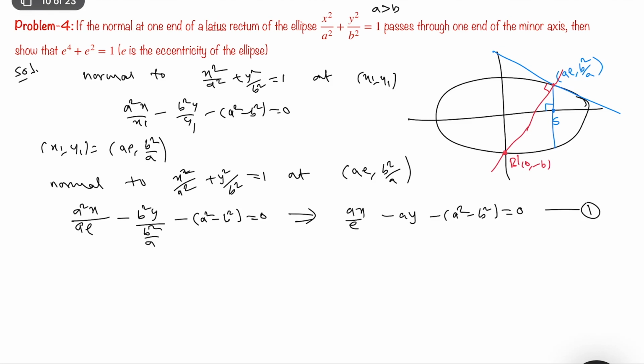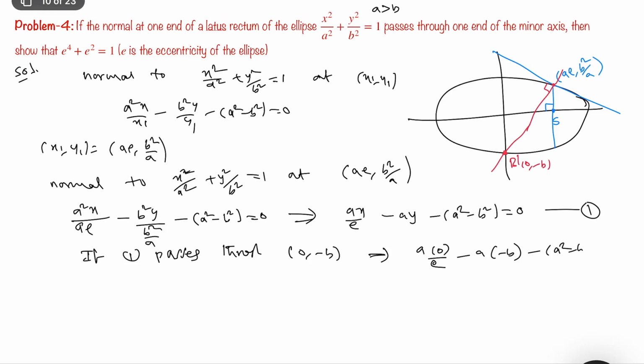Okay, fine. Now what we know here is that this normal passes through 0 comma minus b, one end of the minor axis. Okay, here if this 1 passes through 0 comma minus b, see what happens here? a times 0 by e minus a times minus b minus of a square minus b square equal to 0. Okay, so we have ab minus a square plus b square equal to 0.